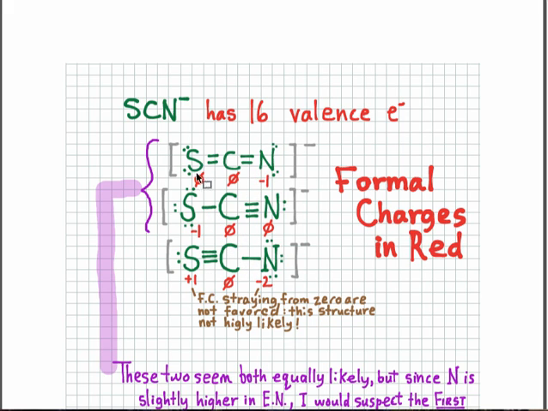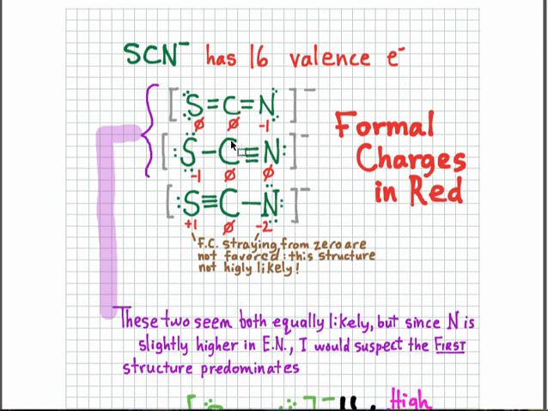You see, I counted the formal charges. By now, you're sick and tired of that, so I won't do it again. But trust me, 0, 0, 1, 0, 0, 1, plus 1, negative 2. Oh my goodness. The negative 2 straight away kind of hints to me that this one's not favored.